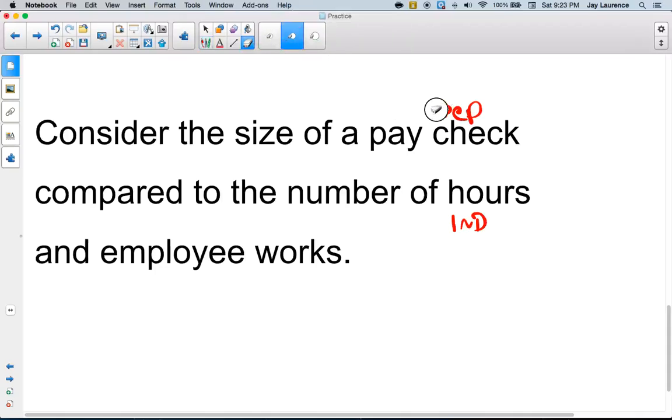Okay, so hopefully this helps. By the way, if I didn't mention it before, time is usually your independent variable. I hope this really helps you.